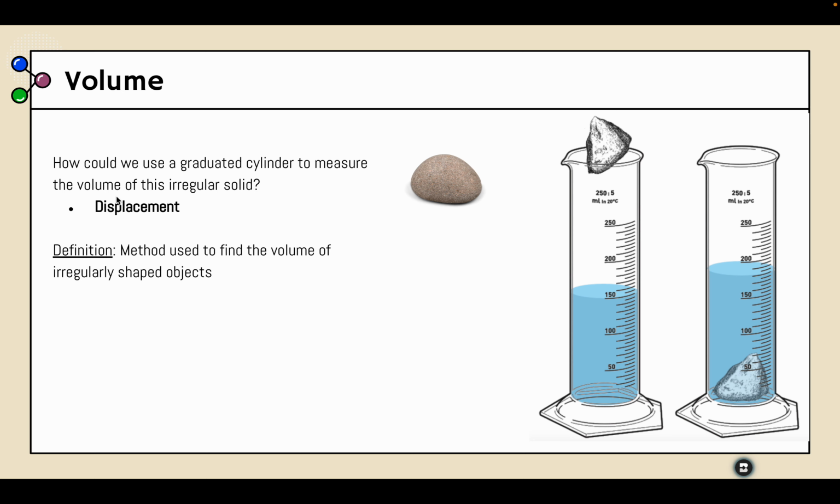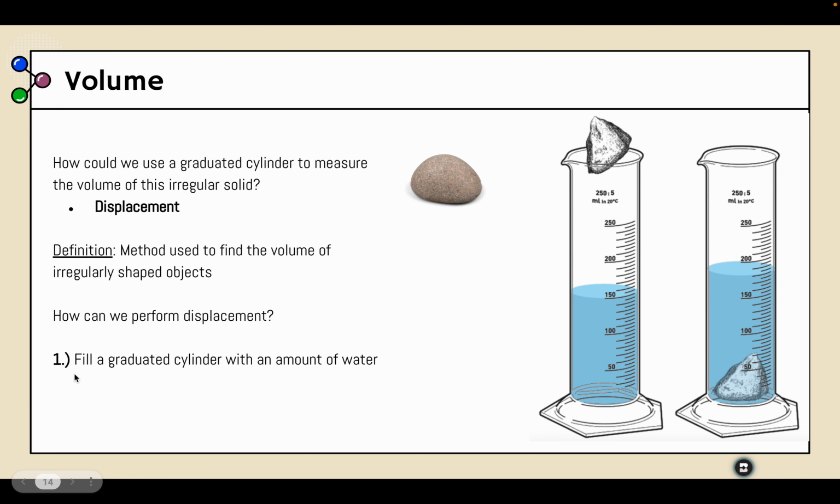So if we had to define what displacement is, it's the method used to find the volume of irregularly shaped objects. In this case, it's our rock. Okay, it could be a marble. It could be a lot of different things, okay? But how do we perform displacement? I kind of just explained it, but there's 3 steps. The first step is we're going to fill a graduated cylinder with any amount of water. In this case, I would want maybe something that has a 0 at the end.